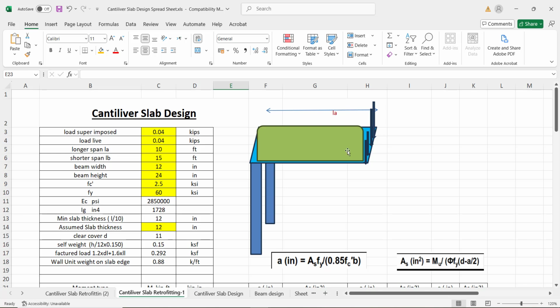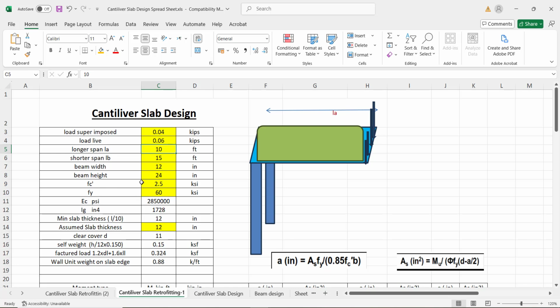Suppose the span is 10 feet, as we discussed. You can make it 12 or 15 as well, but suppose we are using 10 feet span. The imposed dead load is 40 pounds per square feet. Then the live load is 40 pounds per square feet. We can make it 60 as well. Suppose the live load is 60 pounds per square feet. This is the span, and the material properties we are using are like FC prime.